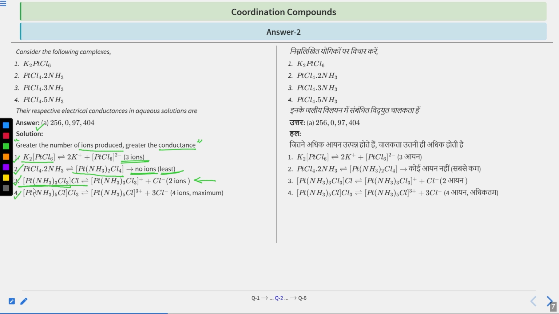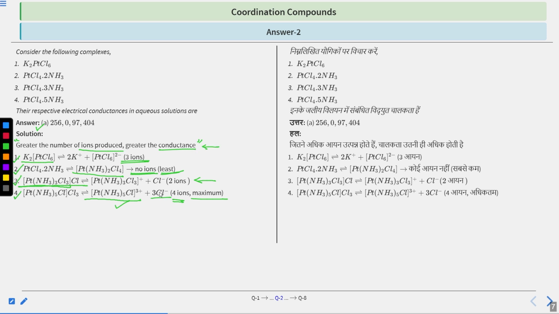You can see 2 ions producing, 1 Cl- and 1 of this square bracket positive. Now in the fourth case, [Pt(NH3)5Cl]Cl3. In this case, you can also see if you dissociate it, it will produce this square bracket 3+ plus 3 Cl-. So total 4 ions, 3 here and 1 here. So 4 ions, that is the maximum in these 4 complexes. The fourth complex produces the maximum number of ions after dissociation, that is 4. And what we have said is that greater the number of ions produced, greater the conductance.